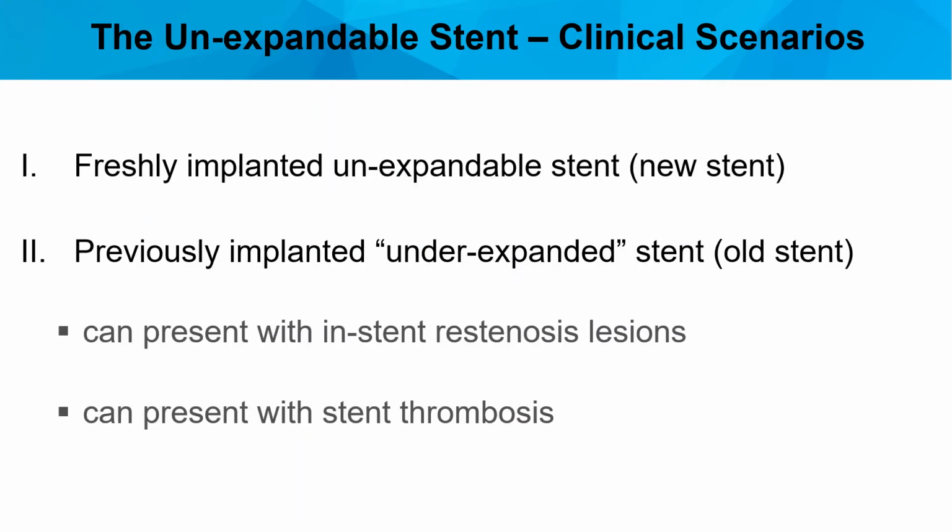Before we do a deep dive into that management algorithm, I would like you to think about the unexpandable stent as potentially presenting in two different clinical scenarios. The first is a newly deployed, freshly implanted stent that does not fully expand, and the second is a previously deployed old stent that is not fully expanded. And usually these present either as in-stent restenosis or stent thrombosis.